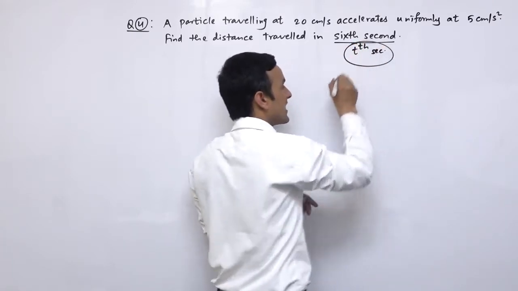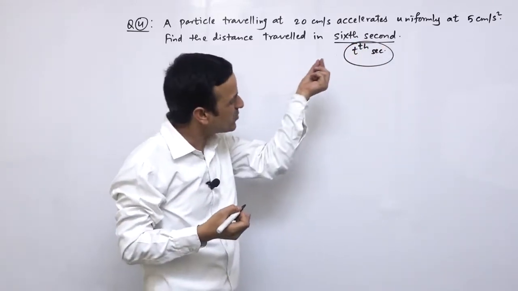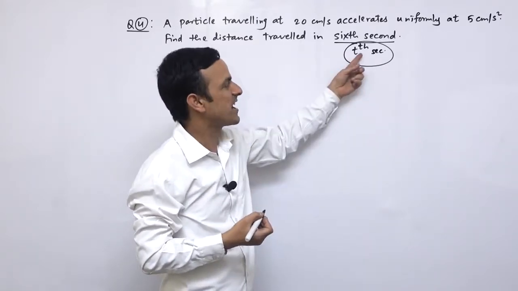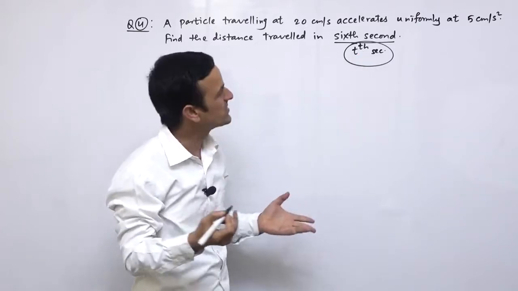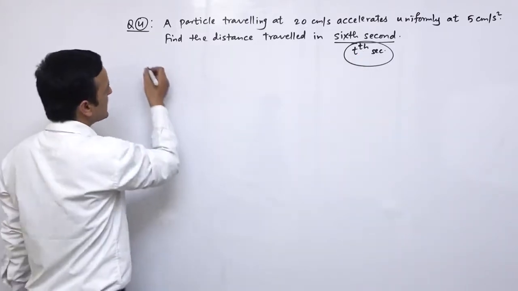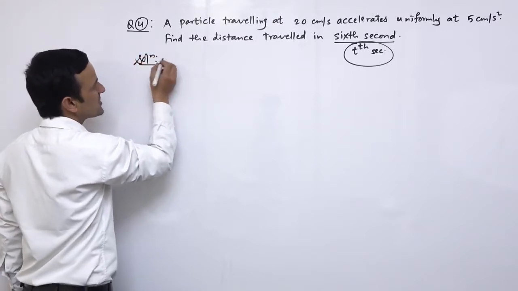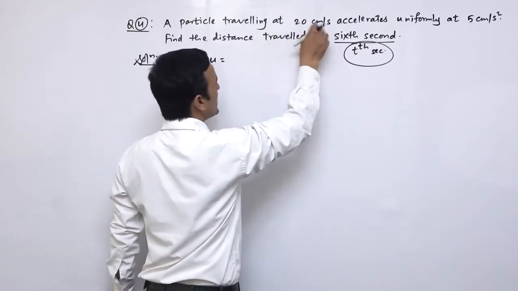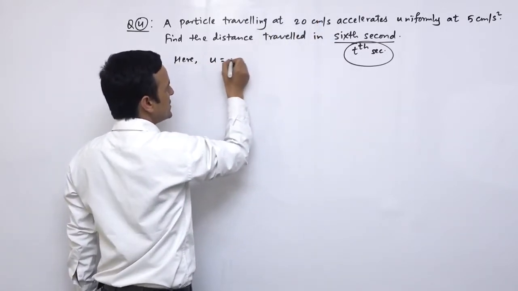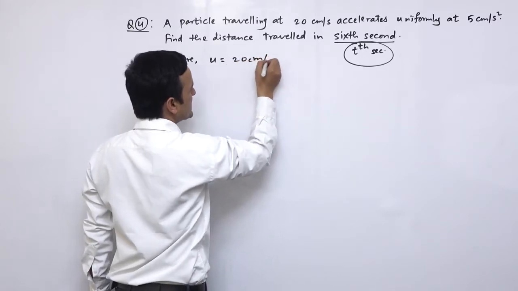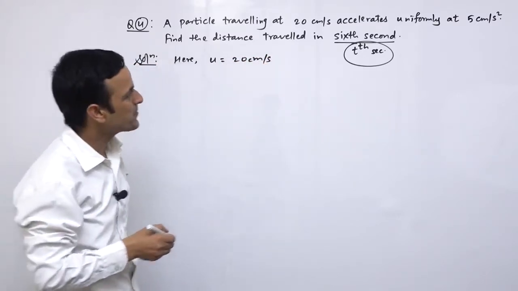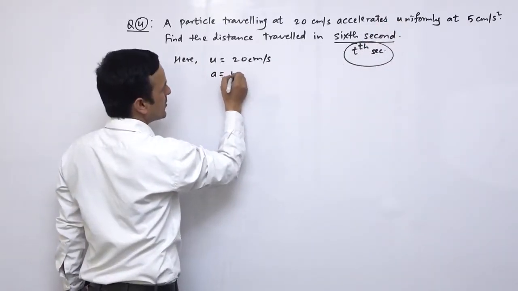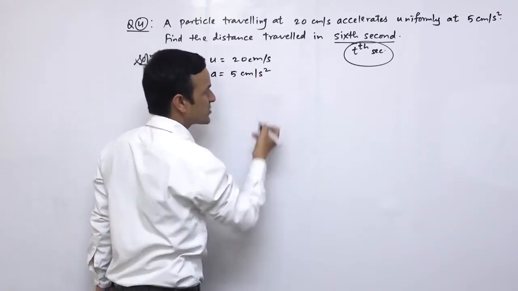For the tth second, how do we find it? We have to use a formula. If we have to find out the distance covered in a particular second, we can use another type of formula. So let's write the given information first of all. Here, this is the initial velocity, it is moving with this velocity: initial velocity u is 20 centimeter per second, and acceleration a is equal to 5 centimeter per second square.